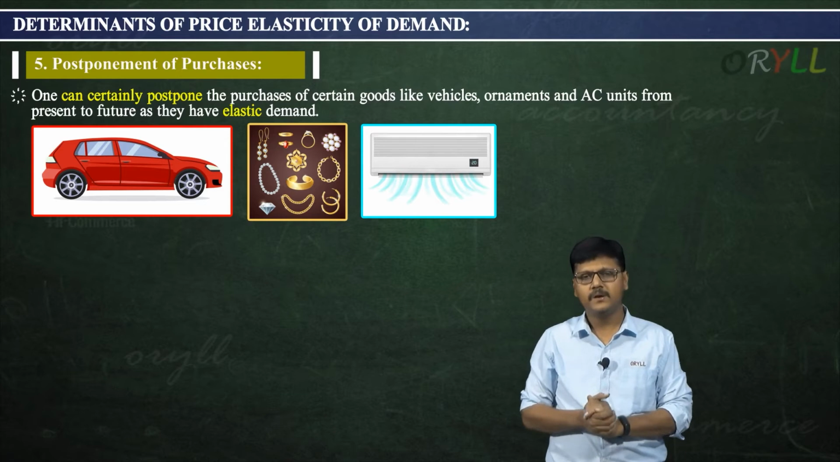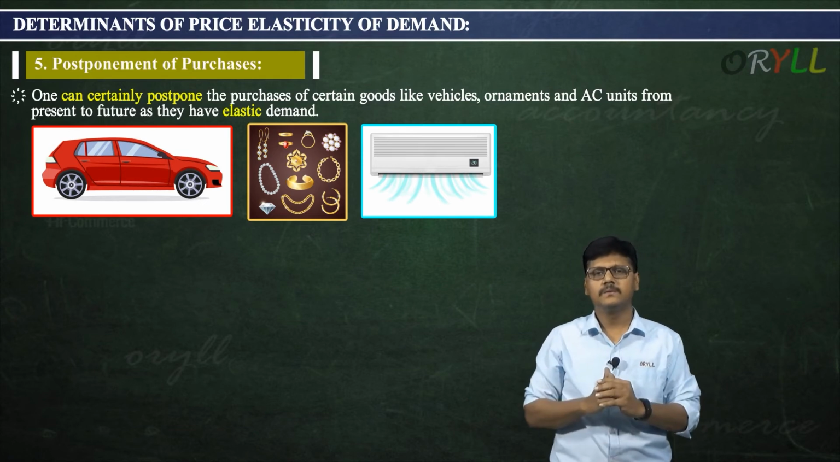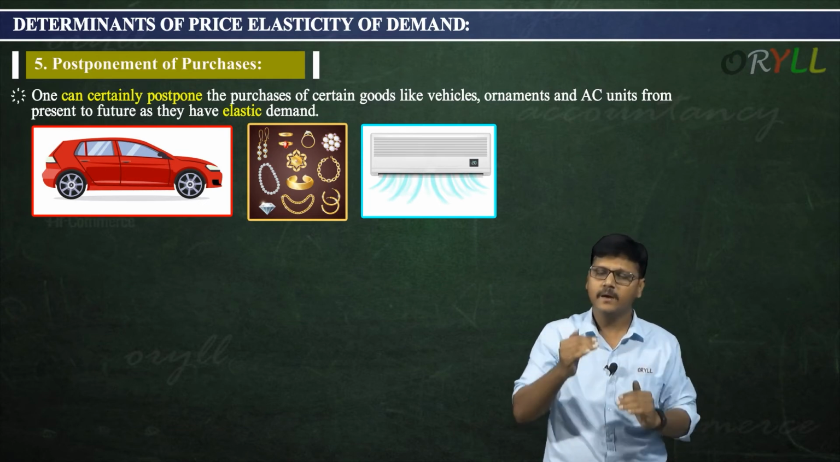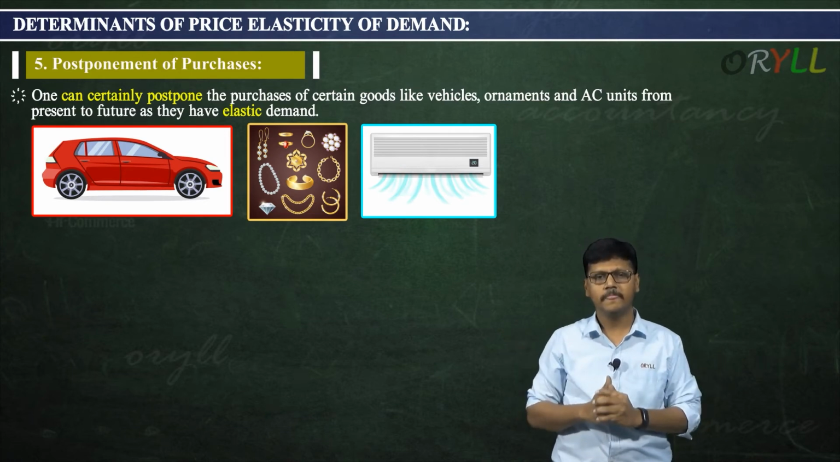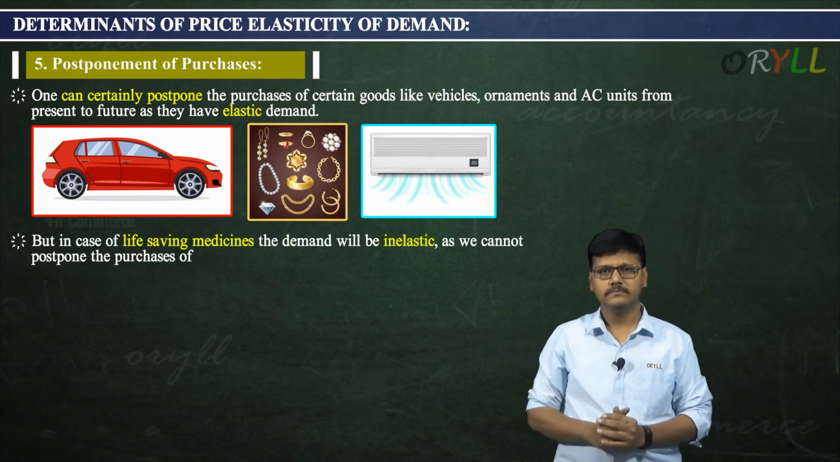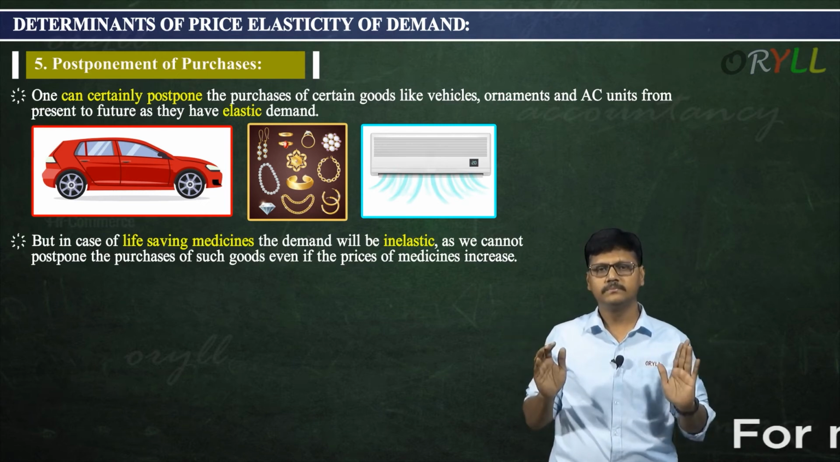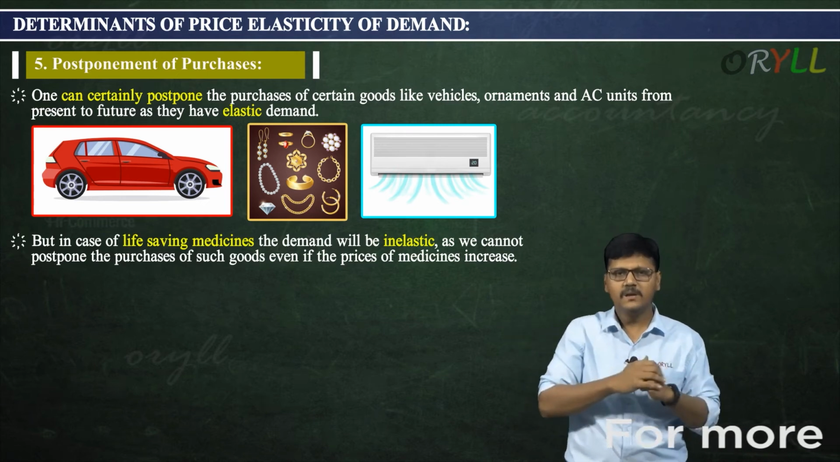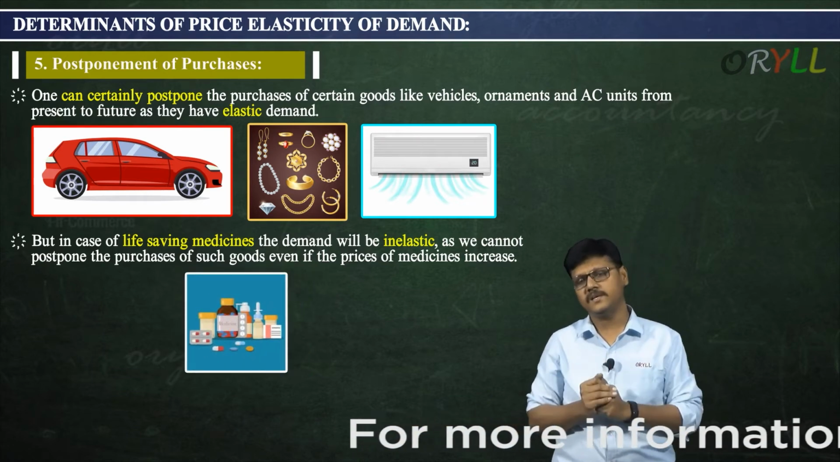For example, if the price is decreased, then I will buy more. There is no problem, but it is not within my budget. That's why I am going to postpone it. Therefore, it has elasticity. But in some cases, wants cannot be postponed. In the case of life-saving medicines, the demand will be inelastic.